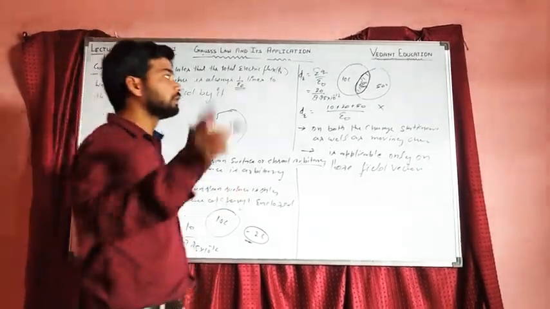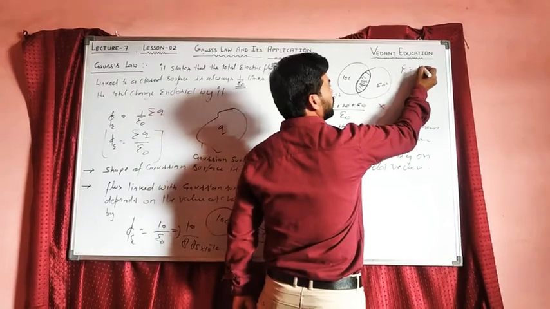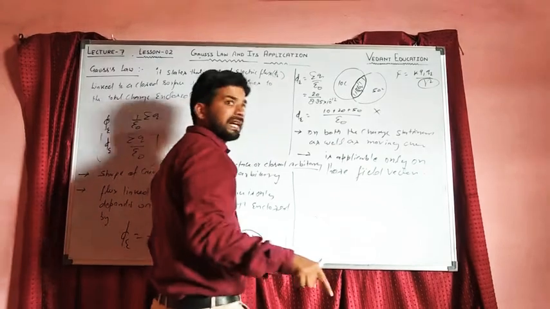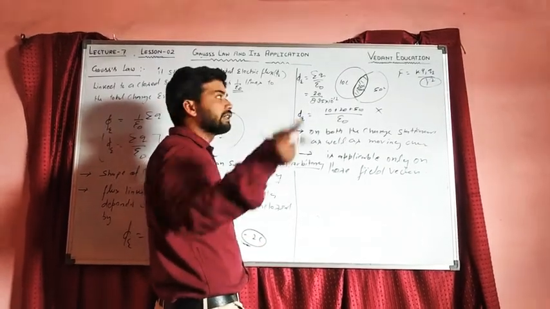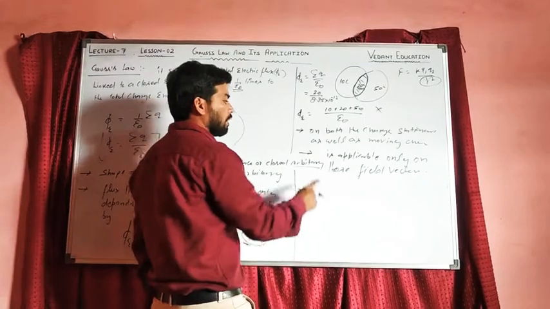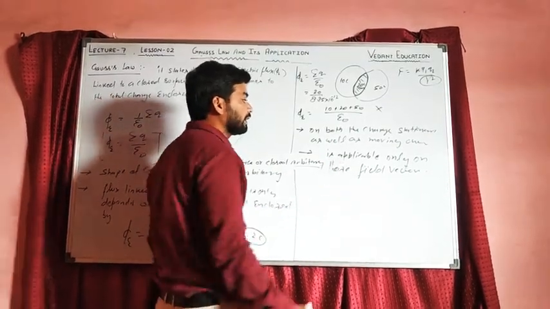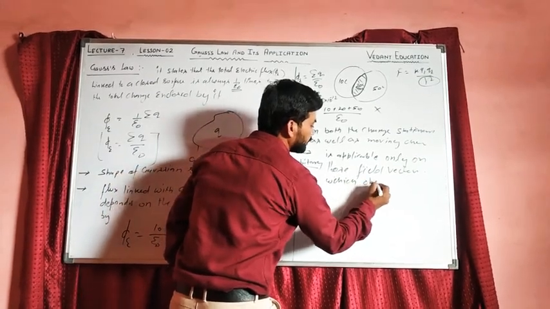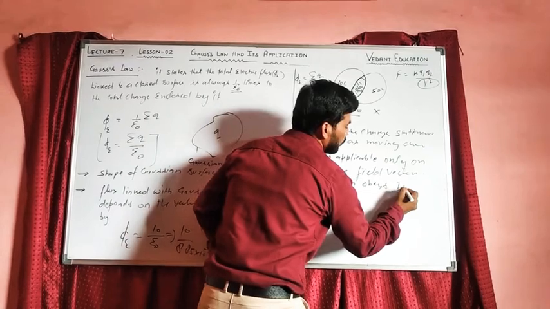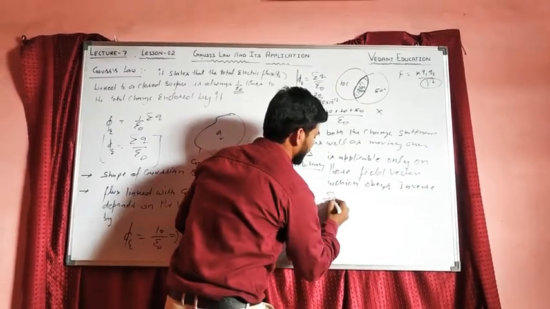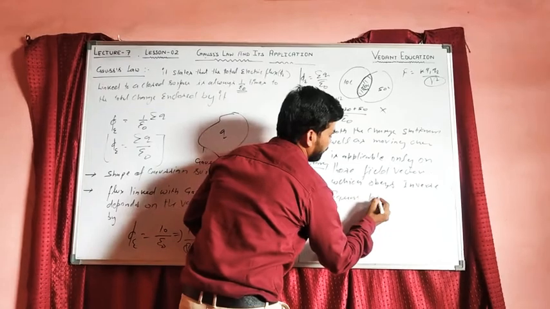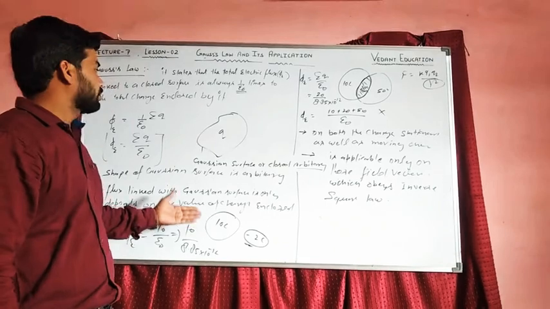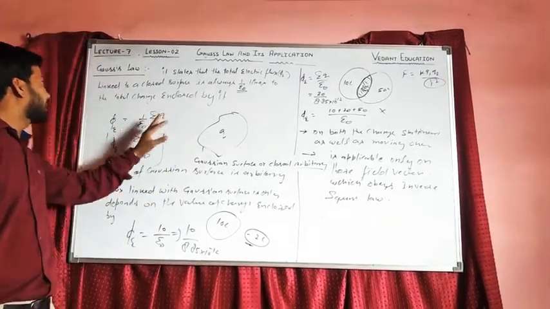What is the inverse square law? You know, F equal to k Q1 Q2 over r square. If the denominator term is r square, then it obeys the inverse square law. So Gauss's theorem is applicable on those field vectors which obey the inverse square law, right guys? So these are the points you must remember when you apply Gauss's law.